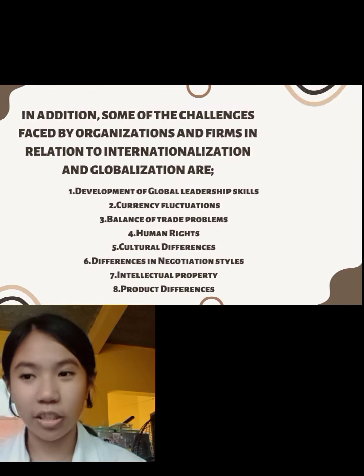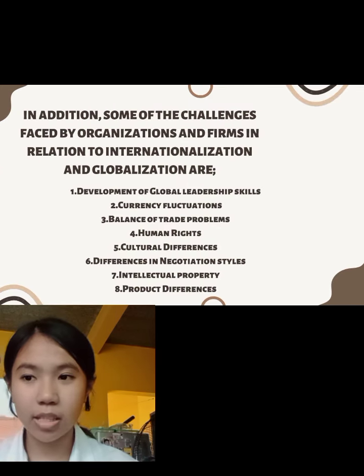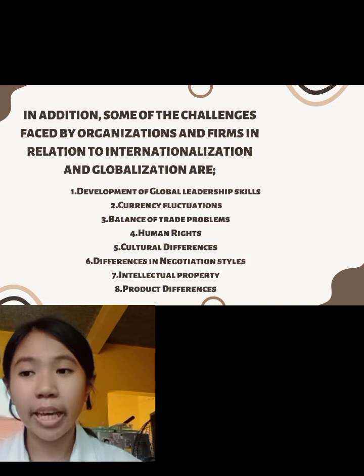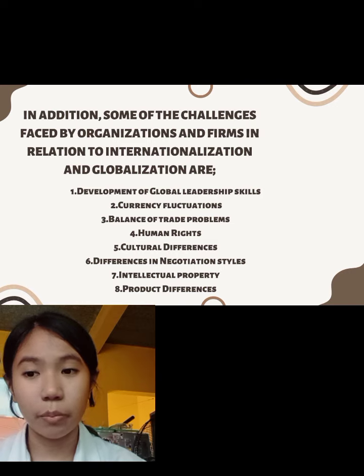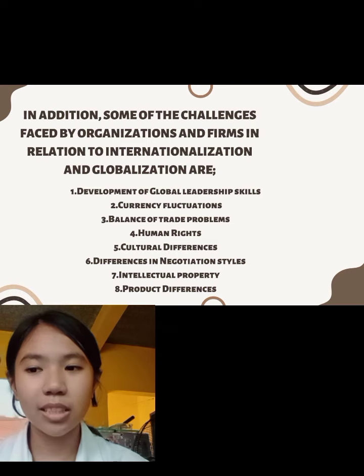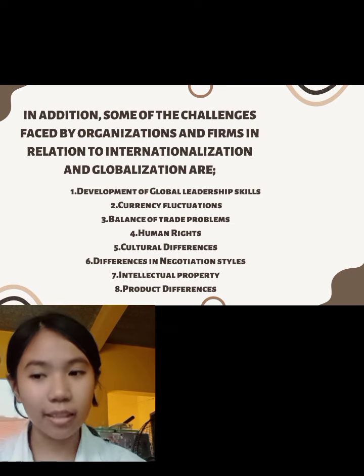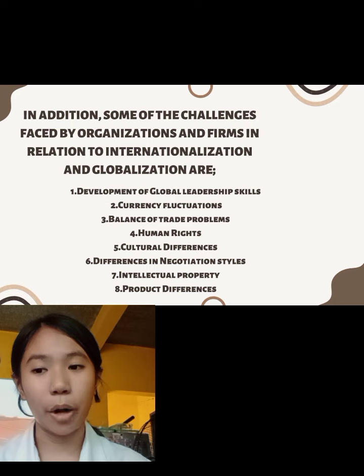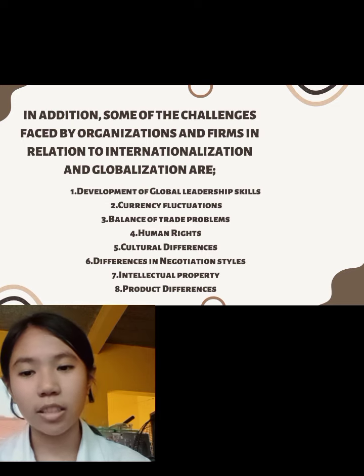So, in addition, some of the challenges faced by organizations and firms in relation to internalizations and globalization are 1. Development of global leadership skills, 2. Currency fluctuations, 3. Balance of trade problems, 4. Human rights, 5. Cultural differences, 6. Differences in negotiation styles, 7. Intellectual property, and 8. Product differences.